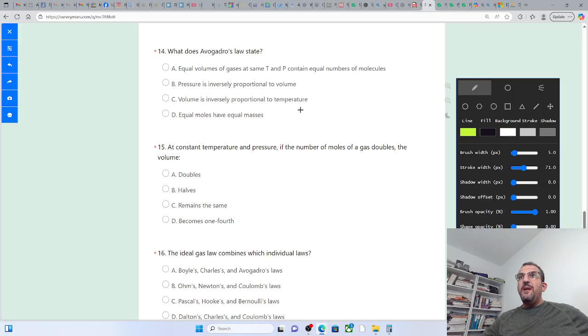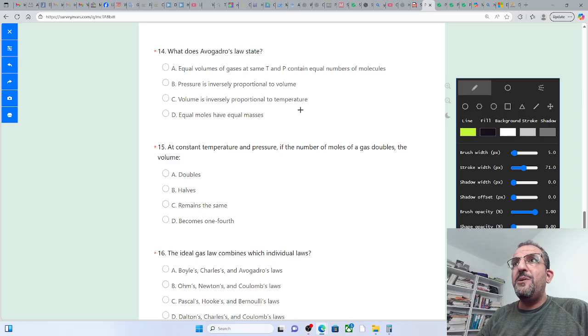Let's move now to number 14. And number 14 talks about Avogadro's law. It is a definition, so I'm assuming that all of you know this question. So what does Avogadro's law state? Equal volumes of gases at the same temperature and pressure contain equal numbers of molecules.